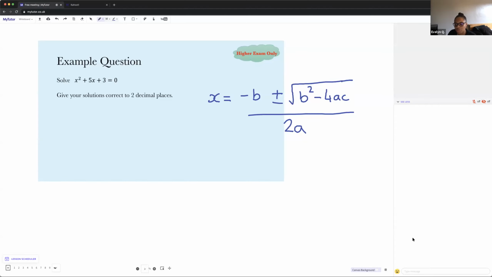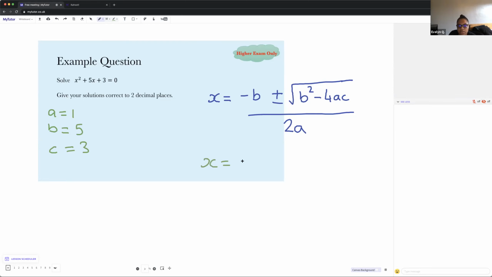Right, someone asked a good question. Does B have the X with it, or is it just a number? B is just the number. So I'm going to go through this question now so we can get to the quiz. But for this question, your A would be 1. You're multiplying your X squared with a 1. There is that imaginary 1 in algebra that's sometimes easy to forget. Your B in this case will be 5. It won't be 5x, it will just be 5. And your C will be 3. And then you put it into this equation.